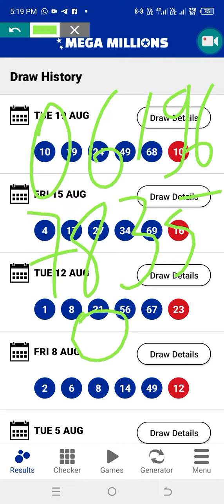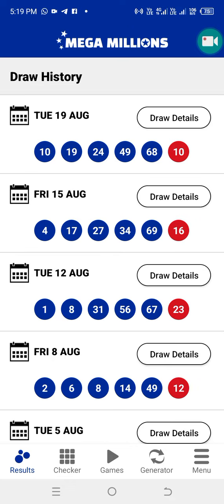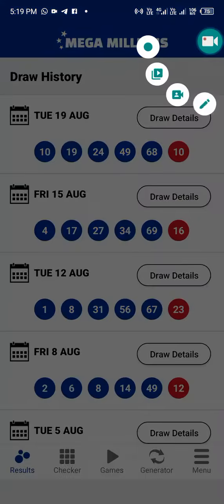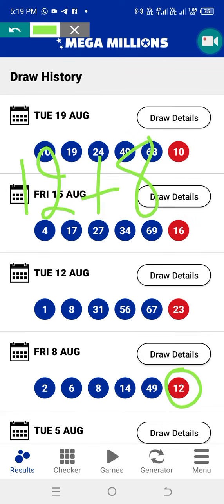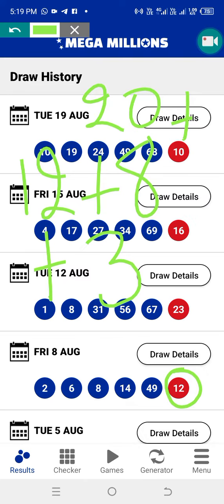Let's continue. Alright, so today we're going to start with the bonus ball. For example, the bonus was 12, you add the 8, then you add the 3. So 12 plus 8 is 20, then 20 plus 3 is 23. So you can see 23 played here.